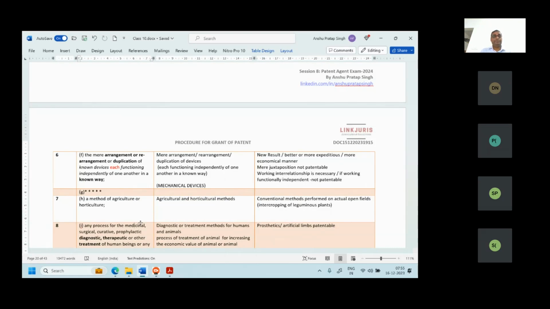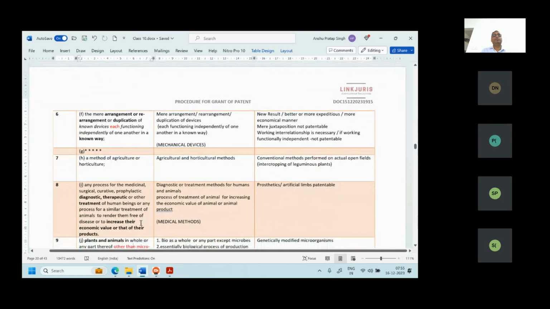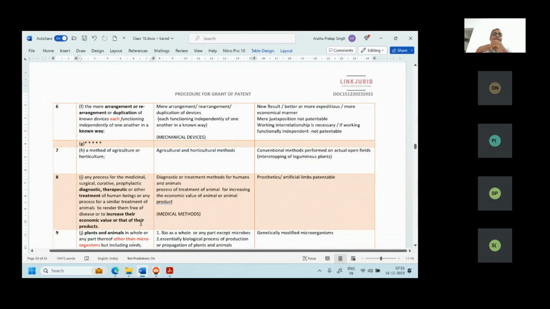Then comes 8. It deals with medical methods. It is 3(i). It talks about the process of medicinal, surgical, curative, prophylactic, diagnostic, therapeutic, or other treatment of human beings, or any process for similar treatment of animals. First, any diagnostic or treatment method for humans and animals is not going to be patented. Second, in animals also, if you are using a process which can increase their economic value or that of its product, that is also not patentable.